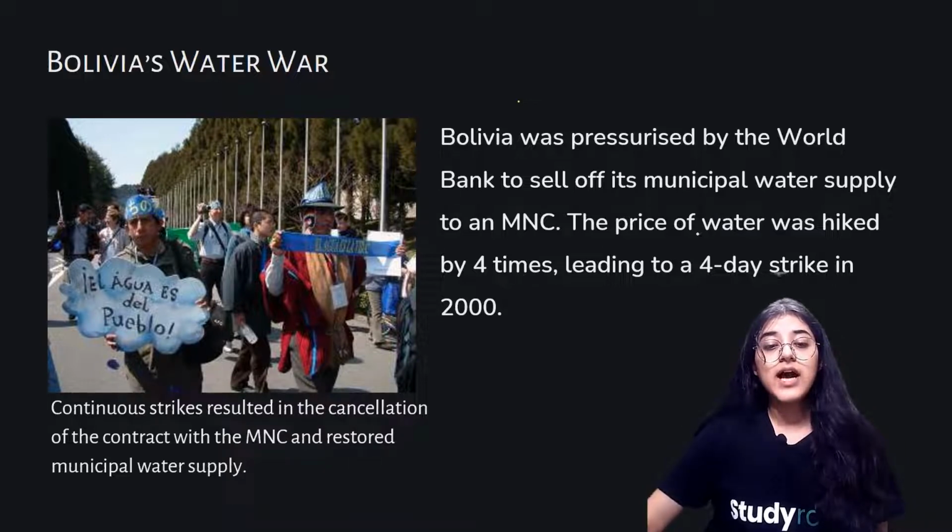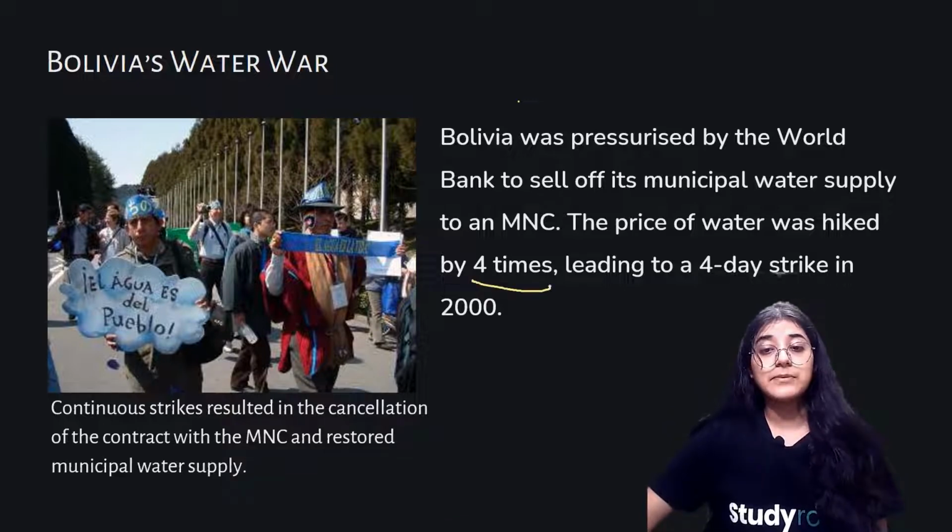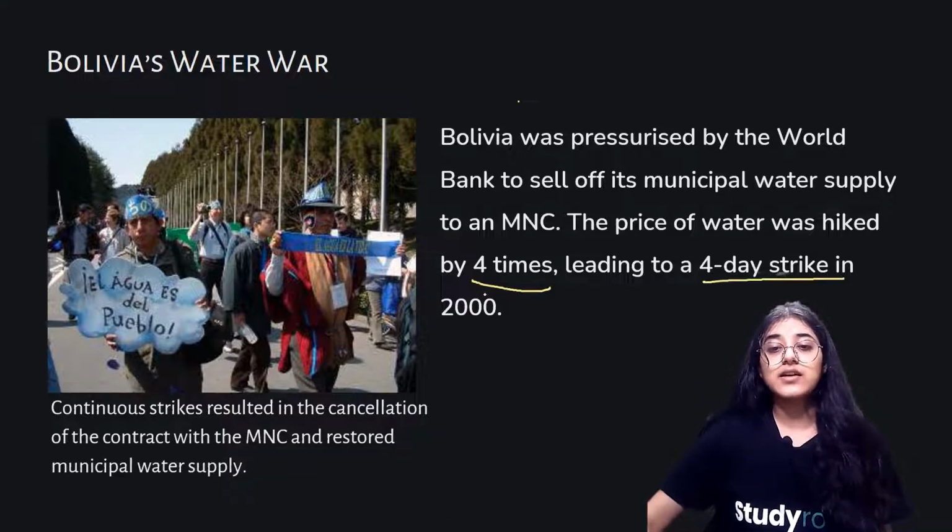So as a result, in 2000, the country saw a widespread protest which was led by the Alliance of the Labour, Human Rights and other communities. Under the pressure, the government agreed to the terms of the negotiation, because they had to. The prices of water were hiked by around 4 times, leading to a 4-day strike in 2000.